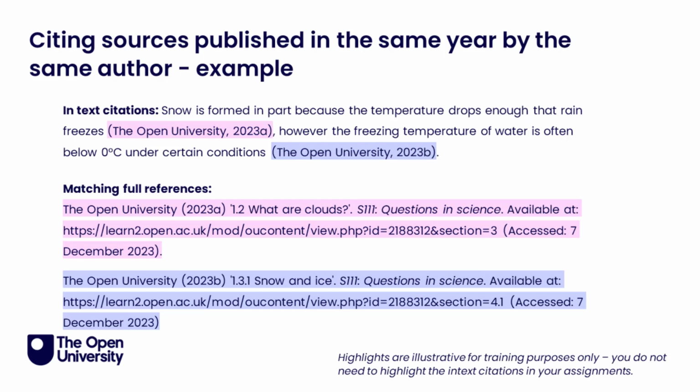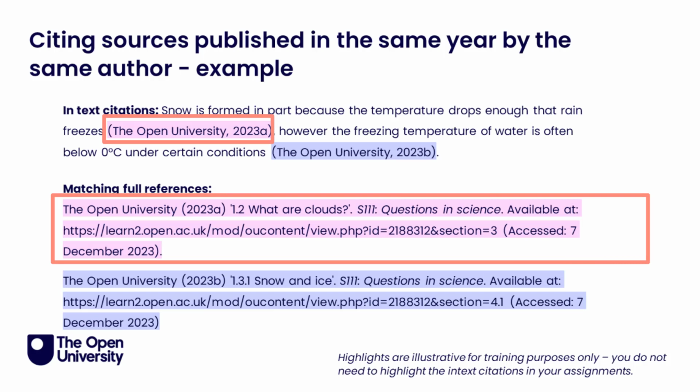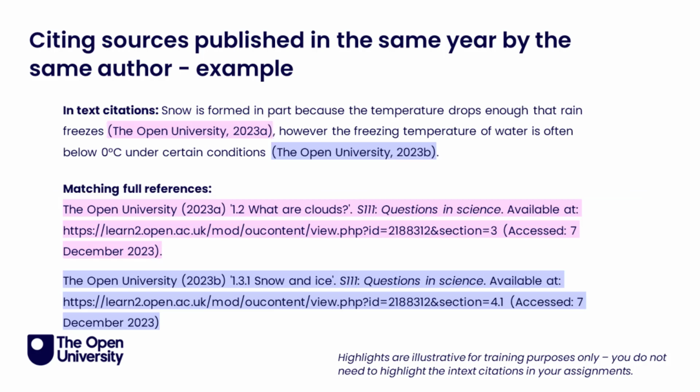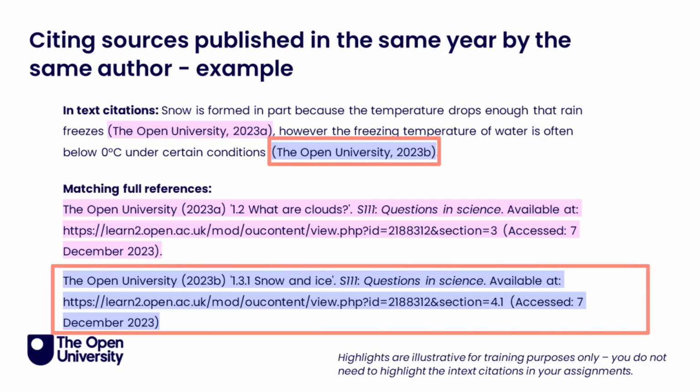By adding a lowercase letter to the date in both the in-text citation and in the full reference, I am able to link the first in-text citation to the full reference for section 1.2 and the second in-text citation to the full reference to section 1.3.1.